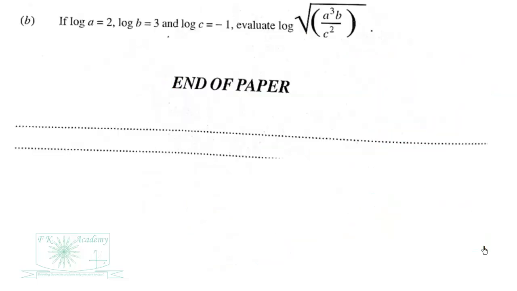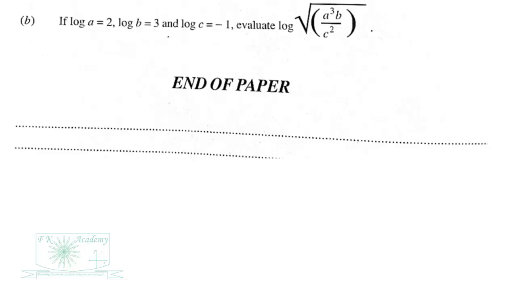Let's now solve the B part of the question. If log a equals 2, log b equals 3, and log c equals -1, evaluate log of the square root of a cubed times b over c squared.